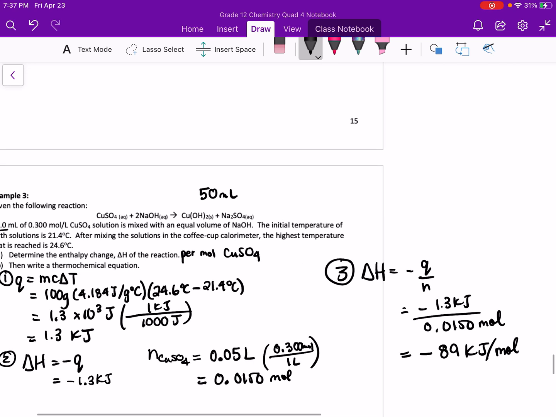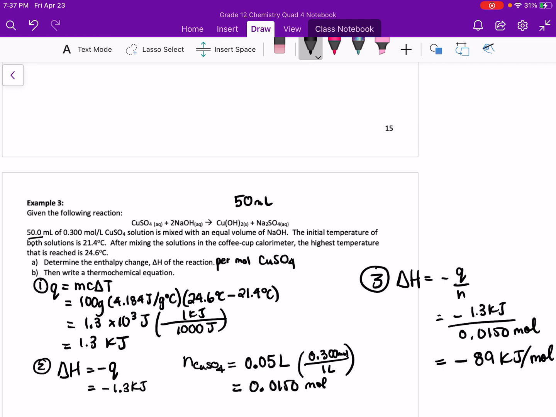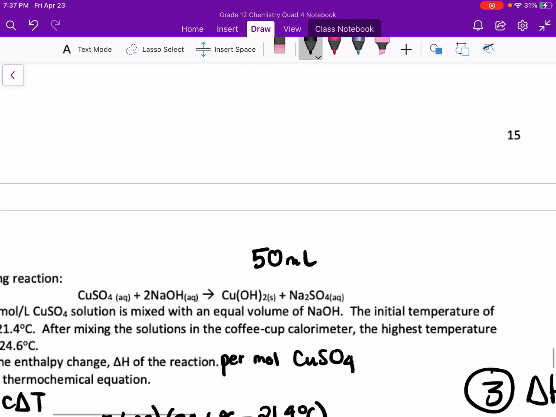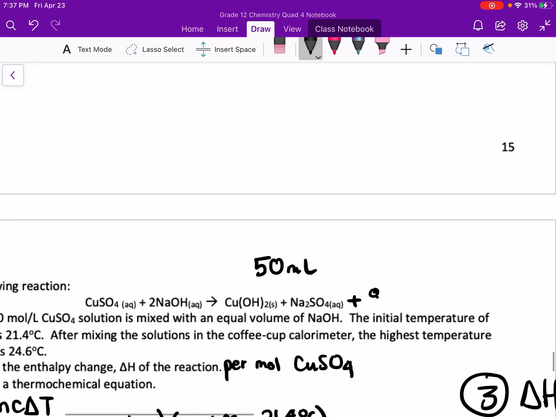And if we are writing a thermochemical equation for this, we know that since delta H is negative, we write it on the product side over here, plus 89 kilojoules per mole.